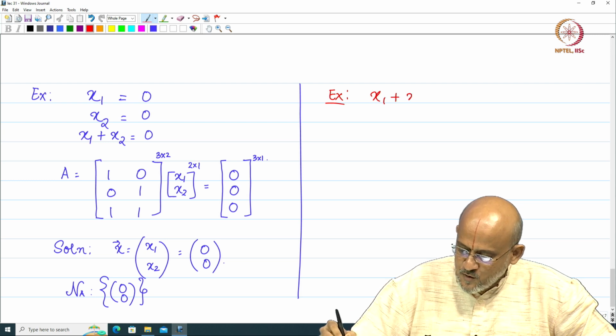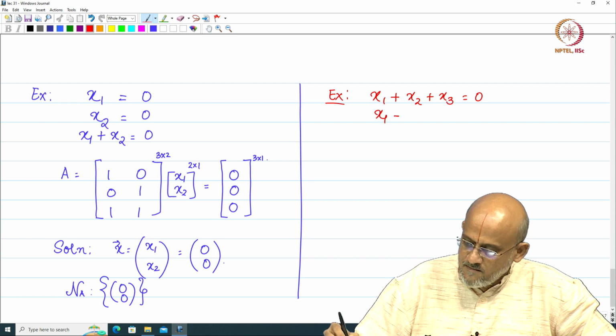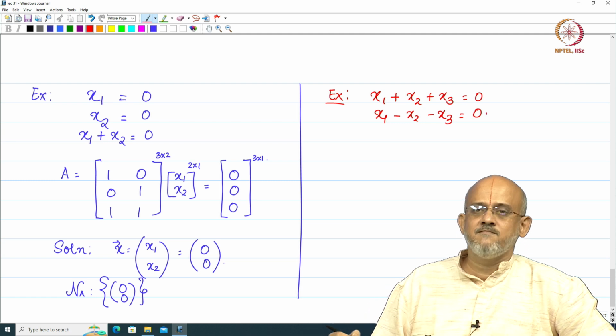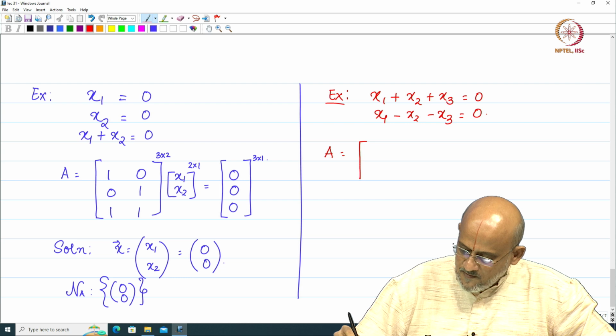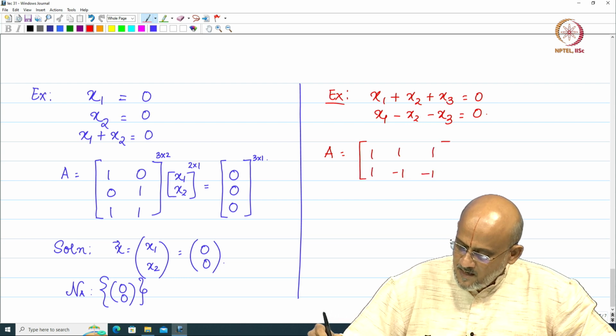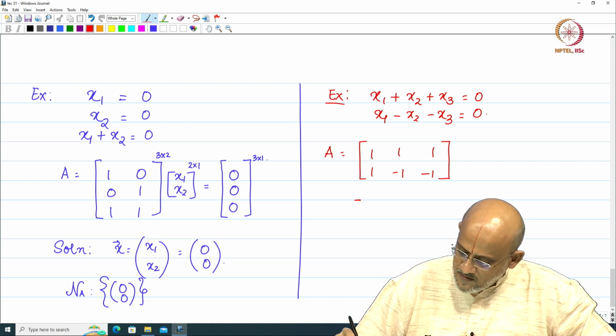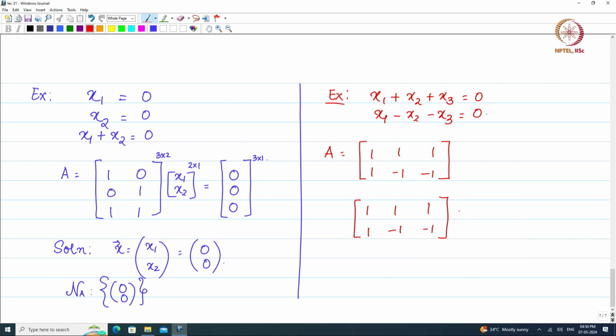x1 plus x2 plus x3 is equal to 0, x1 minus x2 minus x3 is equal to 0. Let us take this. Now, what is the matrix A? I am going to again look at the system of equations in the matrix form. I have (1 1 1; 1 -1 -1), and what is this going to do? It is going to act on a 3 component vector, namely (x1, x2, x3), to give me a 2 component 0 vector.